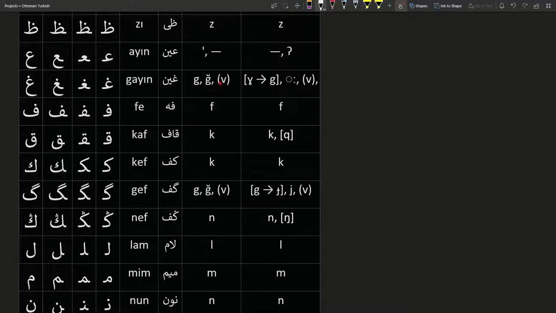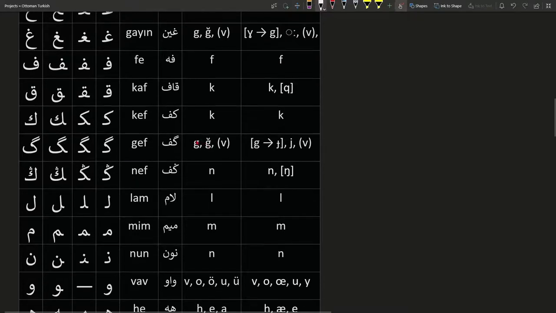Those will be explained in a later video, but for now just think of Gayun as a normal G, like in the word gulf or goal. Then we have Fe, representing the F sound. Then we have Kaf and Kif. These both represent K, but there's a special note that distinguishes them.